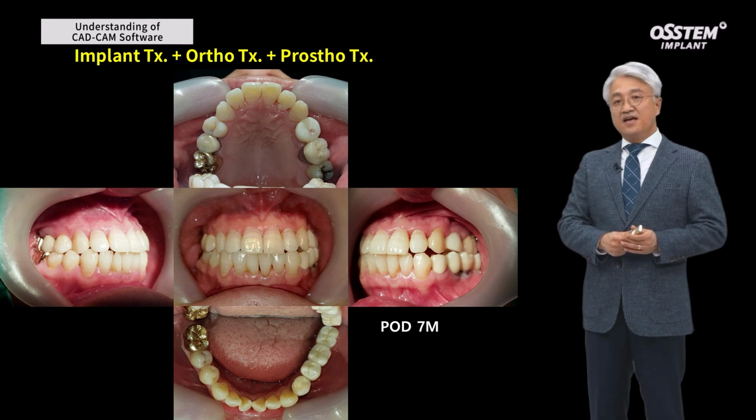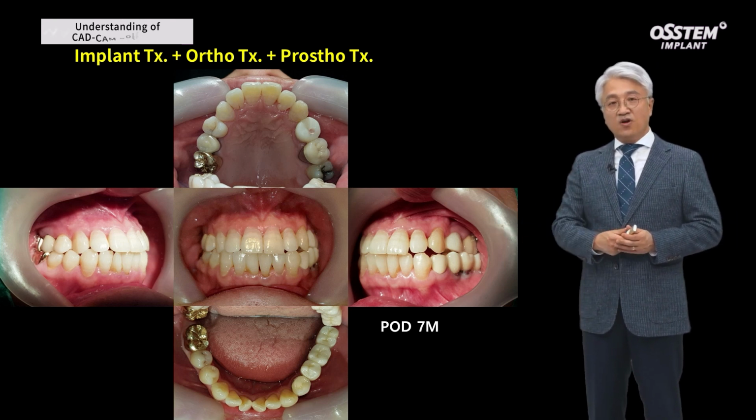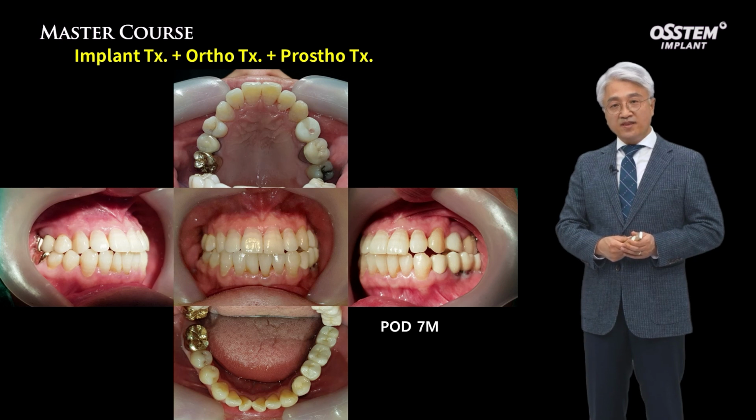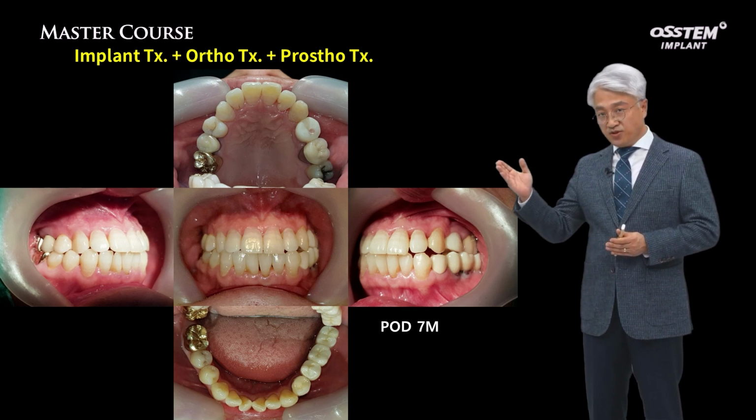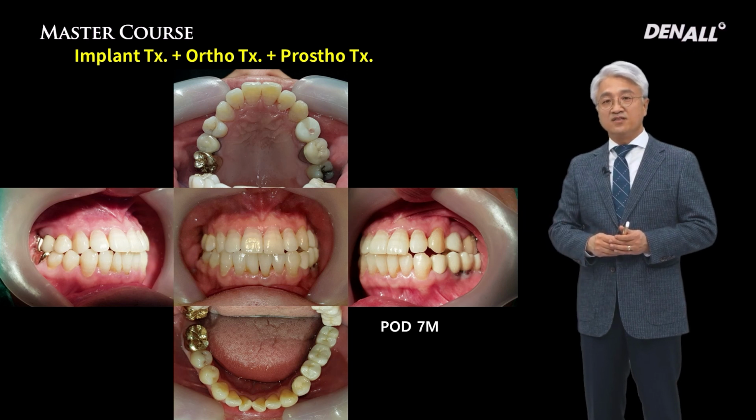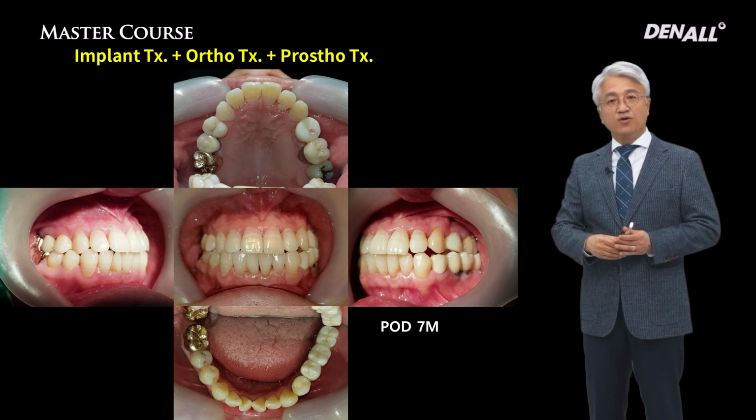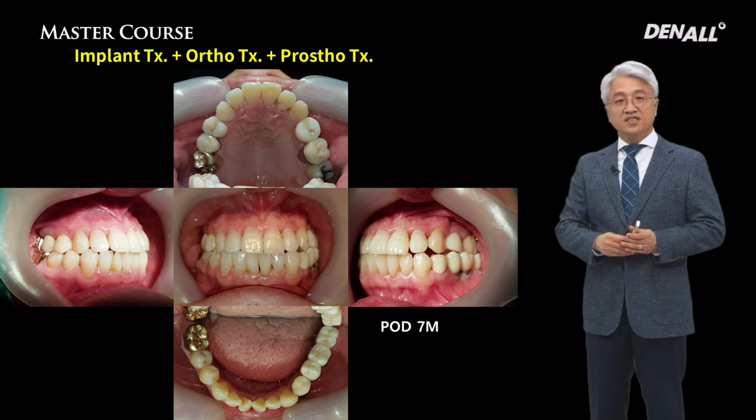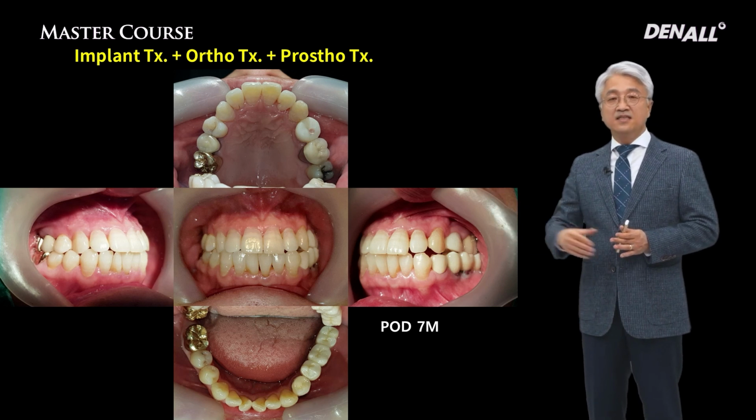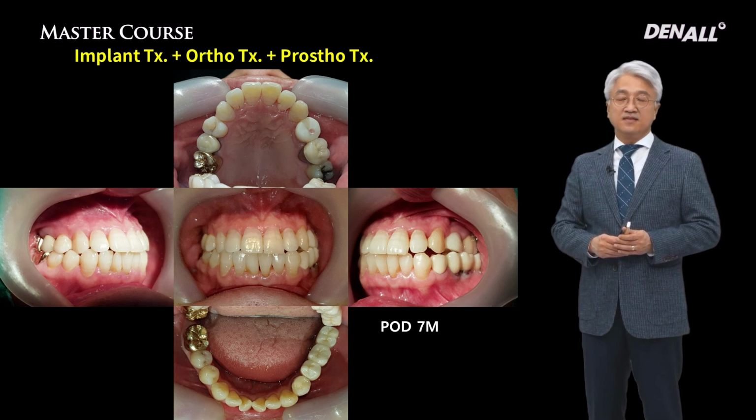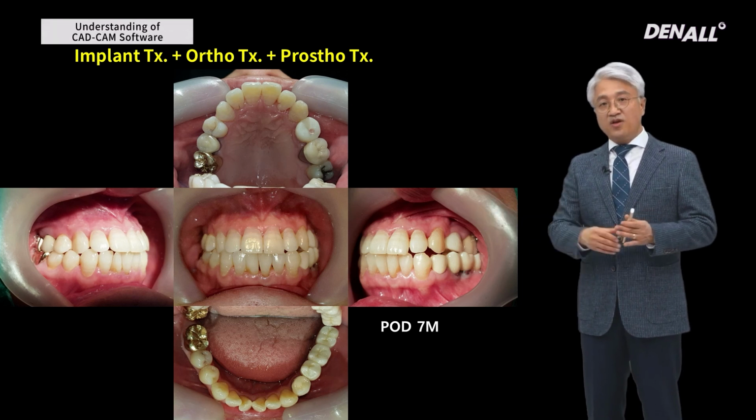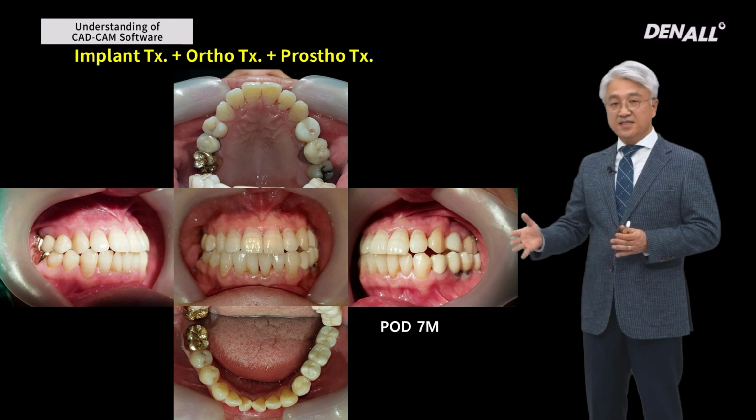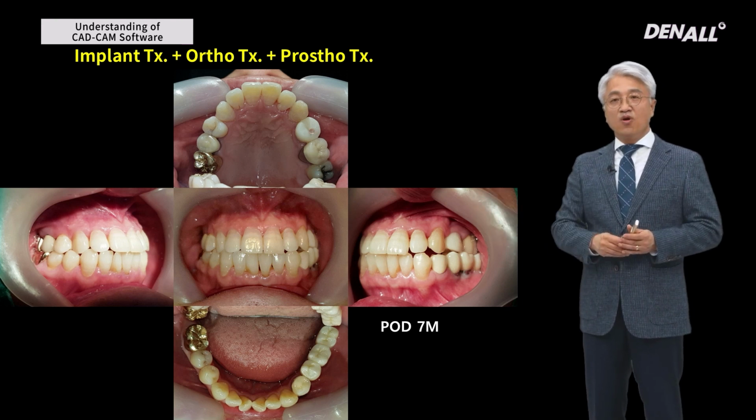If I had used the conventional method for treatment, it would have taken 7 months just for orthodontic treatment, and after that, if I had done implant treatment, it would have taken additional 3-4 months until the patient would have been able to receive prosthodontic treatment. Using the conventional way, it would have taken a lot of time, but using digital CAD software, the treatment period has been reduced significantly.